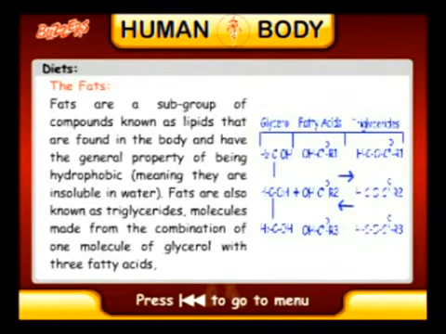Fats. Fats are a subgroup of compounds known as lipids that are found in the body and have the general property of being hydrophobic, meaning they are insoluble in water. Fats are also known as triglycerides, molecules made from the combination of one molecule of glycerol with 3 fatty acids.